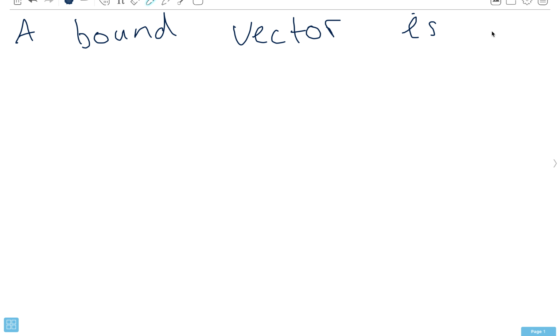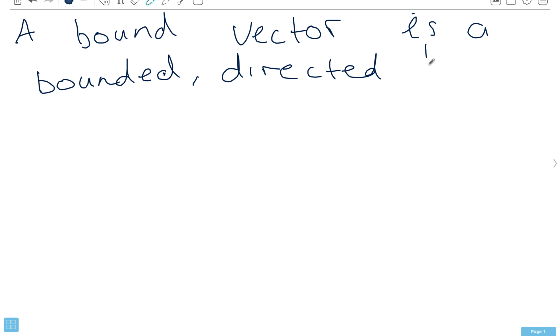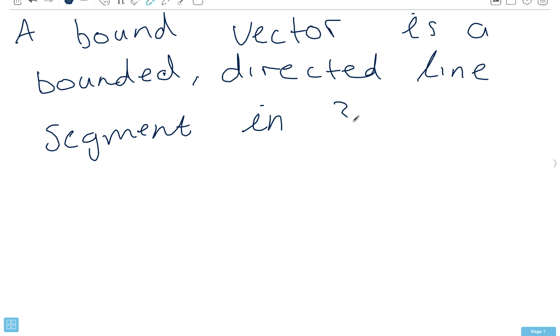Okay, so we're going to define a new mathematical object called a bound vector. And a bound vector is a bounded, directed line segment in free space, or 3D if that sounds more familiar to you.